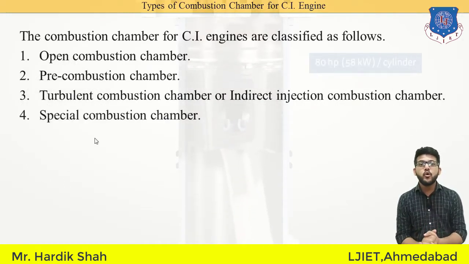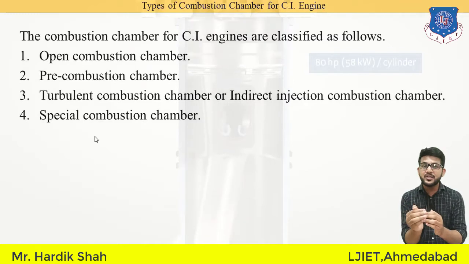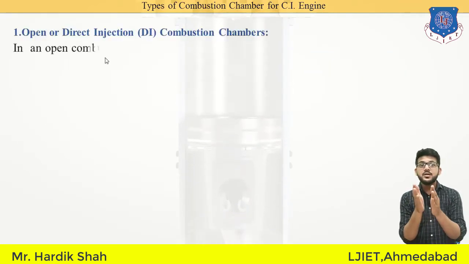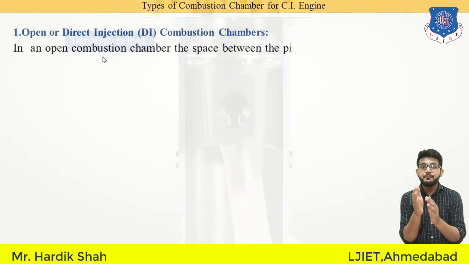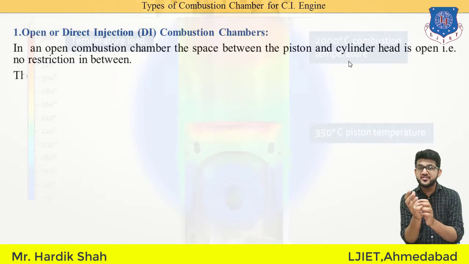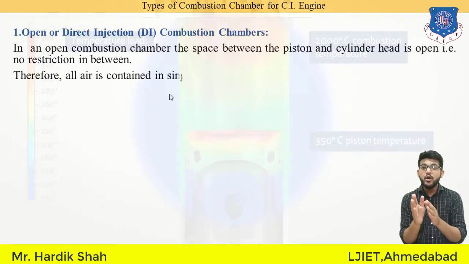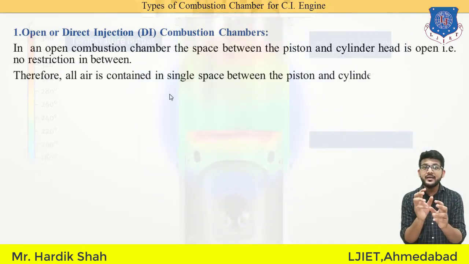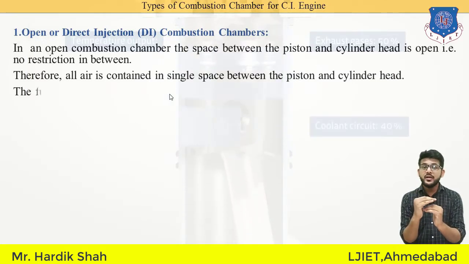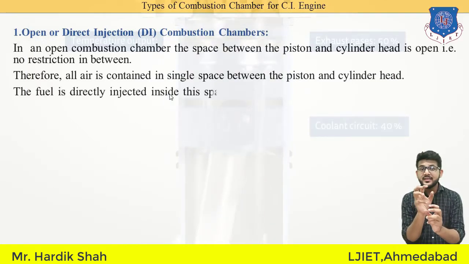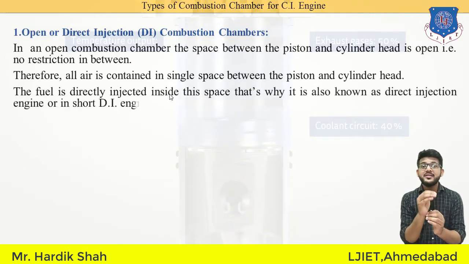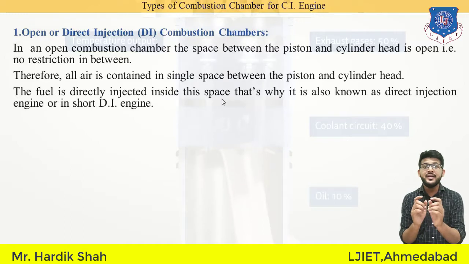The first one is the open, or direct injection, combustion chamber. In an open combustion chamber, the space between the piston and the cylinder head is open, that is, there is no restriction between them. Therefore all the air is contained in a single space between the piston and the cylinder head, and the fuel is directly injected inside this space. That's why it is known as a direct injection engine, or DI engine.